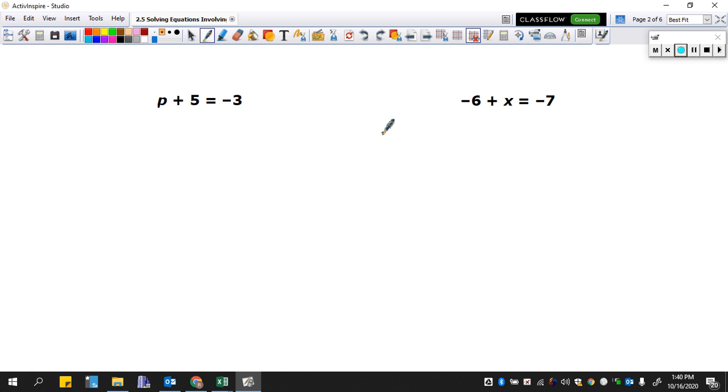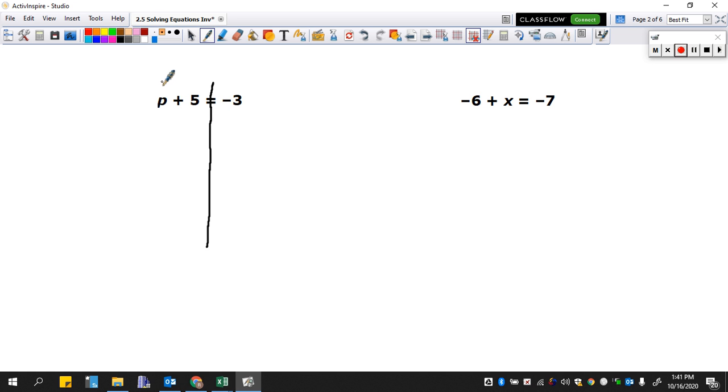All right, so we're going to do several examples. Whenever we go to solve equations, we need to look at dividing the equation into two separate halves. And we do that by drawing a line down through the equal sign. The equal sign is what divides an equation into two halves.